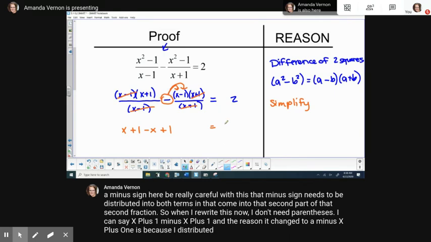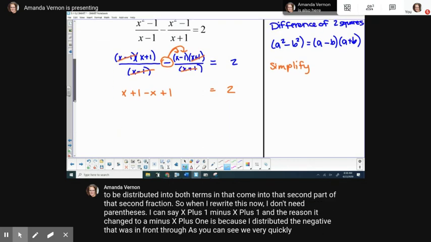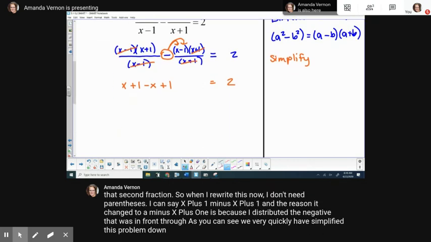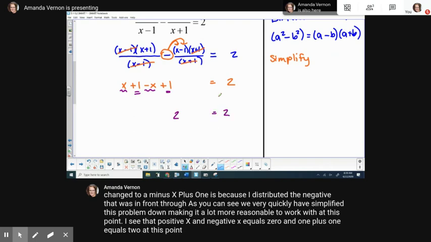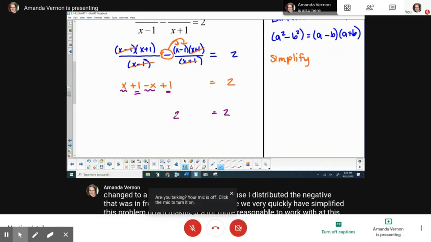Now, as you can see, we very quickly have simplified this problem down, making it a lot more reasonable to work with. At this point, I see that positive x and negative x equals 0, and 1 plus 1 equals 2. At this point, I have successfully shown that the left-hand side is equal to the right-hand side, and notice I've only worked on one side of my proof at a time.